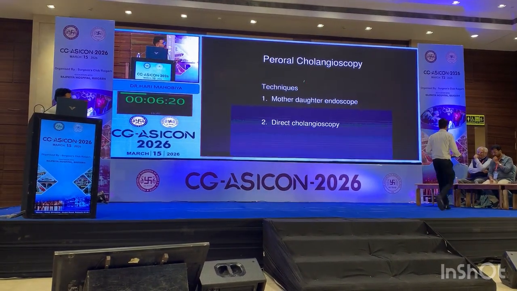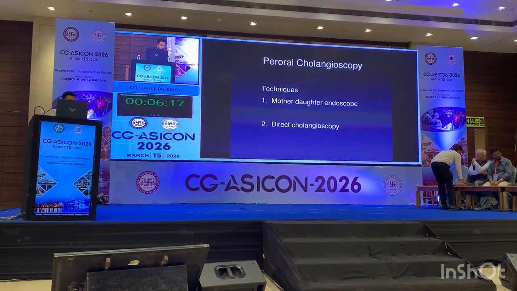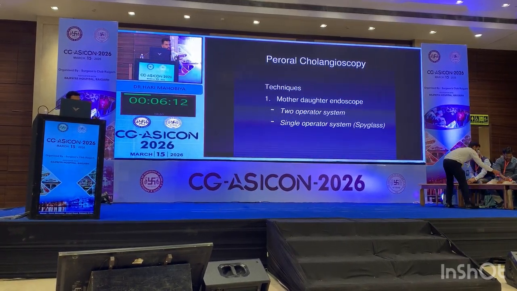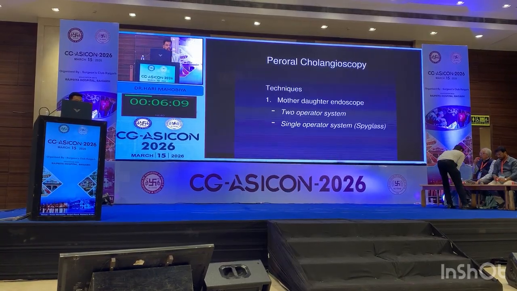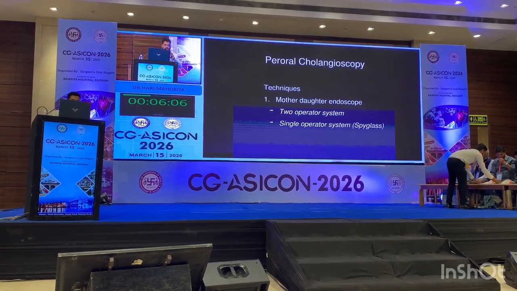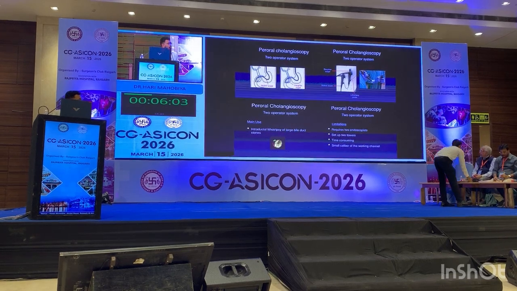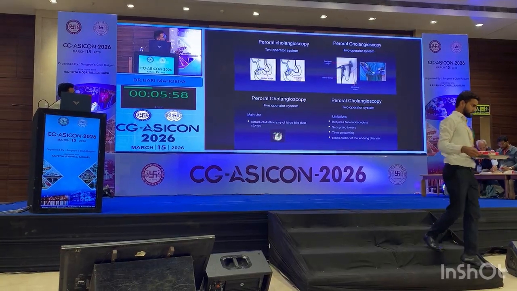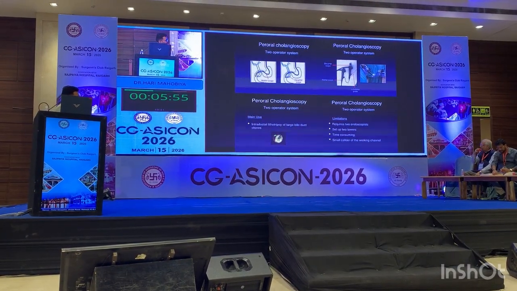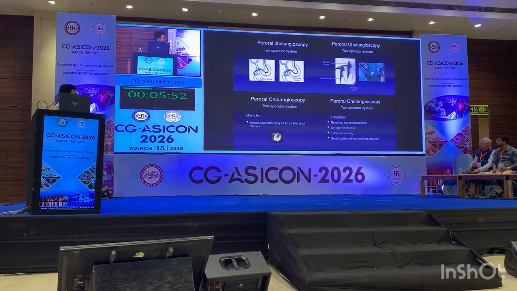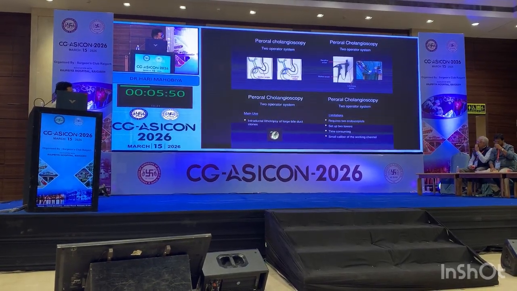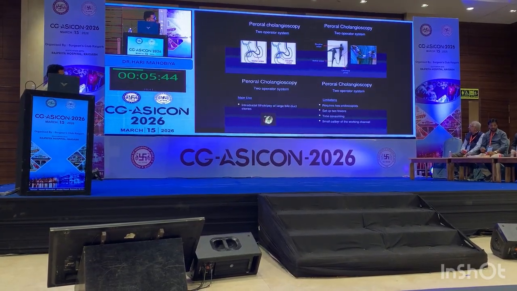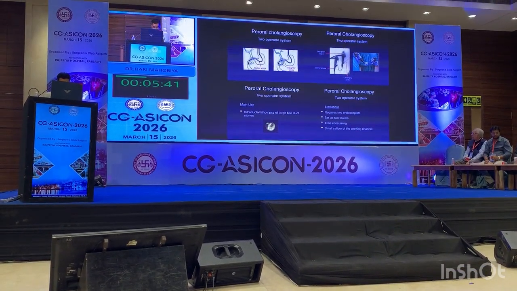Peroral cholangioscopy has two types: one is mother-daughter and the second one is direct cholangioscopy. The mother-daughter has again two types: a two-operator system or a single-operator system, also known as SpyGlass. The two-operator system requires one ERCP side-view endoscope, and there is one more scope going inside the ERCP biopsy channel. This is mainly used for large impacted bile duct stones for lithotripsy. The limitation is we require two endoscopes and two towers to set up, and this is time consuming with a very small caliber to work with.